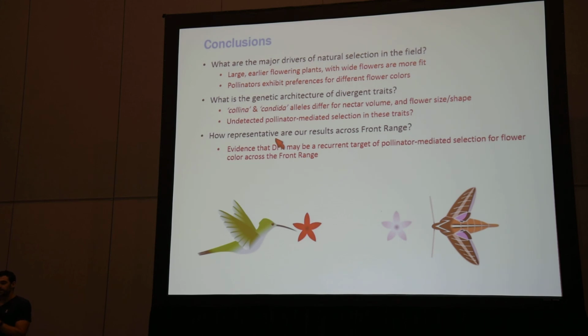And then finally, we seem to find evidence that DFR may be a recurrent target for pollinator-mediated selection across the Front Range. Of course, we'd have to follow up with cloning and transgenics and so forth to really confirm the function of DFR in floral diversity, but we at least have pretty good evidence at this point.